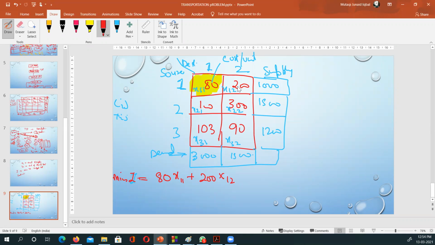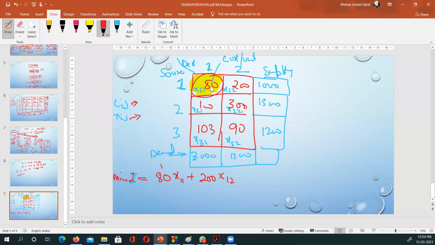This plus this plus this plus this. And how do I get this? I get this by multiplying the Xij with the Cij. So I'm multiplying Xij with the Cij. That means X11 into the cost, Cij. Is it? Cij is the cost and Xij is the product.